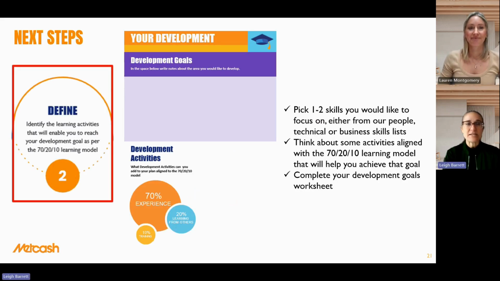So there's a few next steps that I'd like you to take for this session. Pick 1 to 2 skills that you'd like to focus on from either our people, technical, or business skills list. Make sure you're creating a goal that's SMART. That means specific and it has a time frame that you're working towards. Think about those activities aligned with the 70-20-10 model that will help you achieve this goal. And a great way to track your development goal is to complete the development plan worksheet and keep it safe for future conversations with your leader.